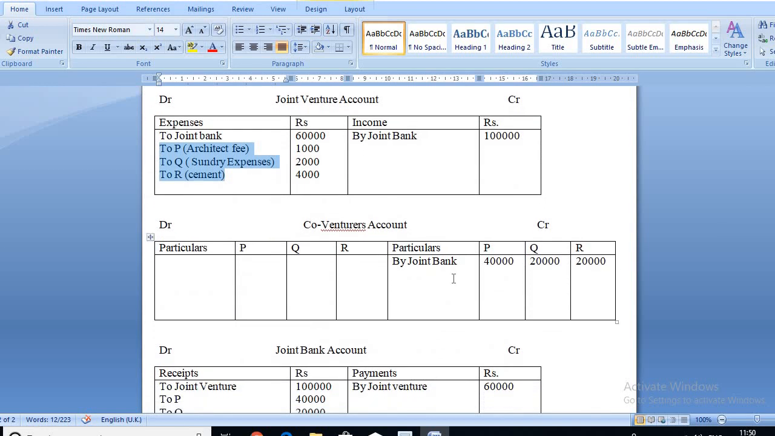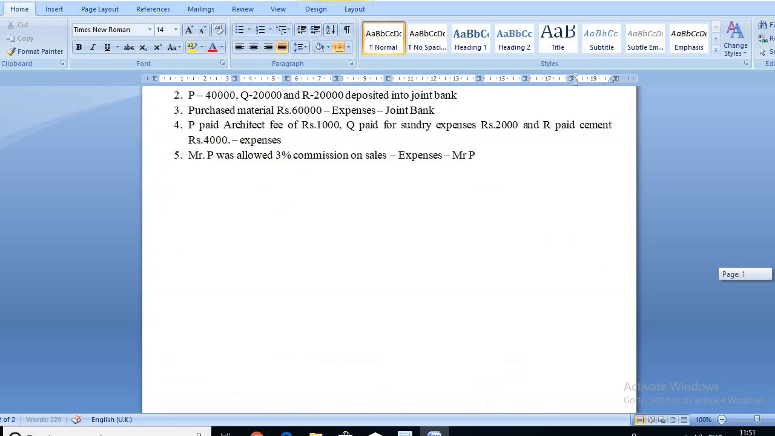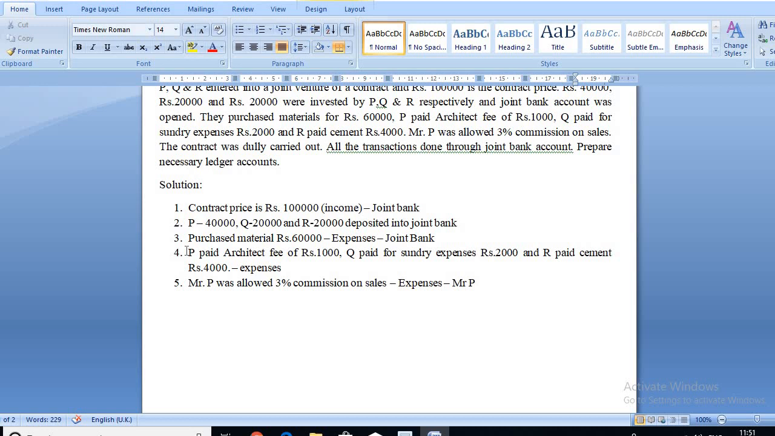Now come to credit side in P, Q and R account. So by joint venture account, because P, Q and R is debited in joint venture account. That's why here joint venture, how much? P 1000, Q 2000, R 4000. So this transaction is also over. Fourth transaction is also over.